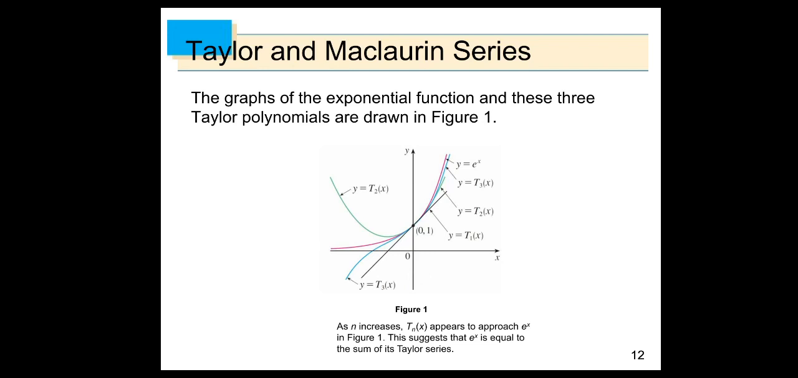So the graph of the exponential function and these Taylor polynomials are drawn in the figure. Now we can see in figure 1 that y is equal to t1 of x is this particular line, right? And t2 of x is a parabola, right? And t3 of x is this blue curve here, right? And then we have y is equal to e to the power x, right?